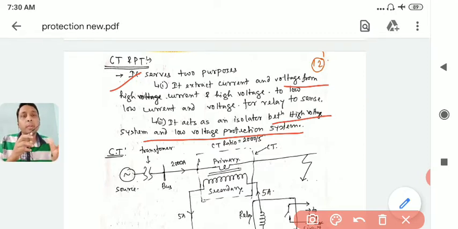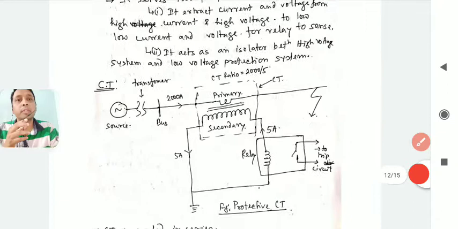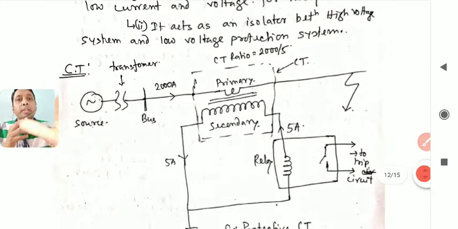So this is a low voltage system. It's like an isolator between the high voltage and the low voltage system, and it will reduce the high value to a very low value so that we can operate, because we cannot put direct kV or kilo ampere in our protection system. So we need to reduce it to a value which can be provided to the protection system. Now let's go in depth of CT. So what is CT?